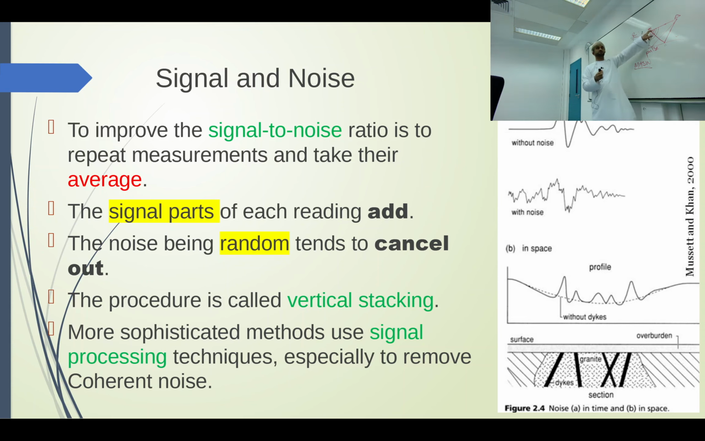What happens to them? Destructively, they will be added, sorry, constructively. They will be added constructively because that's the signal. Vertical stacking somehow can also help to remove coherent noise. Somehow, not necessarily always. But it's very good. Vertical stacking is one of the best options to remove what kind of noise? Incoherent. What's incoherent noise? It's the random noise. Incoherent means random, the opposite of coherent noise. Is that clear?